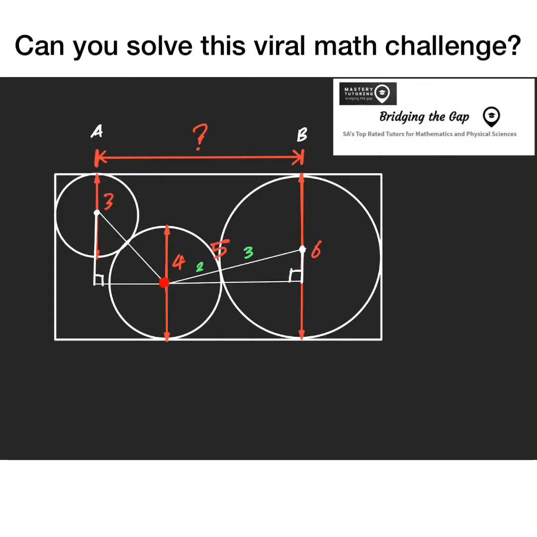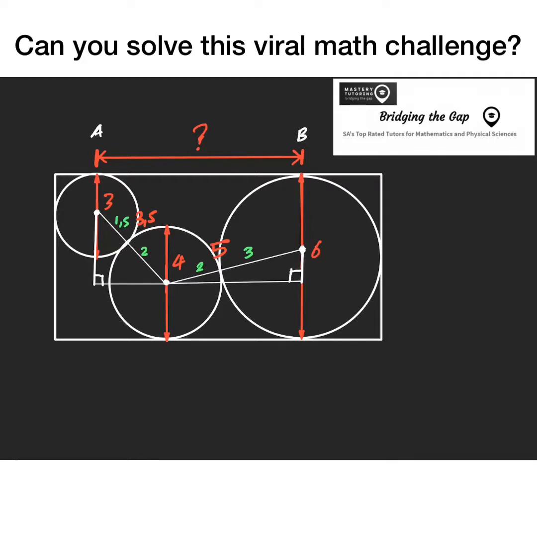The distance between this point and a point somewhere on the circle there is going to be half that, which is going to be 2. And then the distance between that point and a point on the circle there is going to be half the 3, which is going to be 1.5. So now the whole length is going to be 3.5.